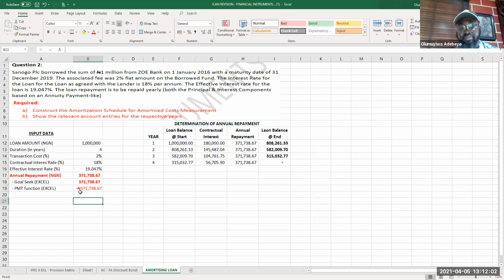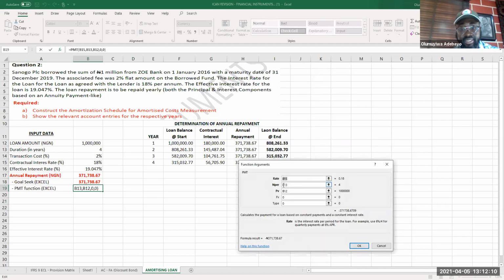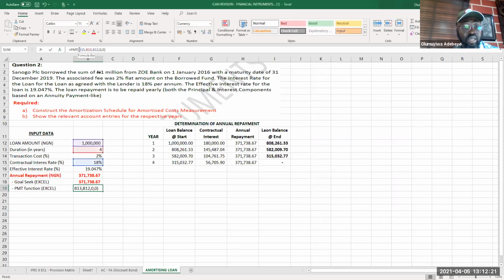It gave me a minus because it's a cash outflow, which I'll be paying. And if I want to remove the minus from it, I just come to my formula here, where I put the present value, and I can just put a negative in front. Which means, regardless, we are getting the same answer across the board, which is the same thing as what we have gotten earlier.